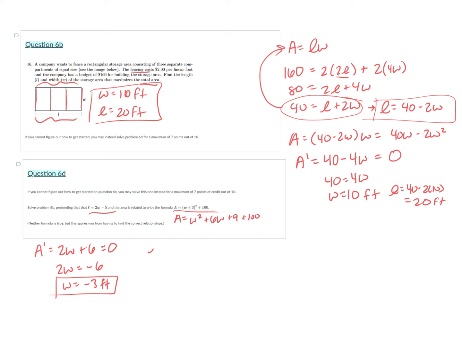So we have this L is equal to 2W minus 5. So we'll get 2 times negative 3 minus 5, which is negative 6 minus 5. So our L is going to be negative 11 feet. So again, in context, these numbers don't completely make sense. We can't have a negative length.